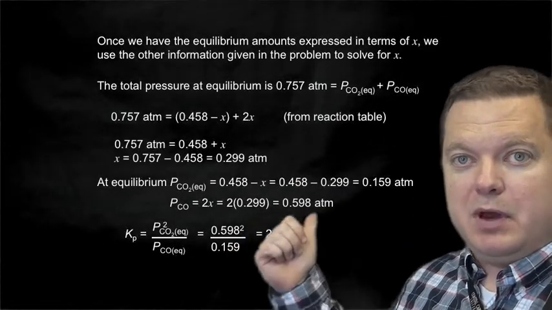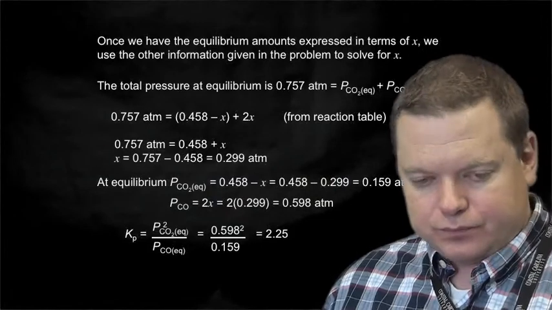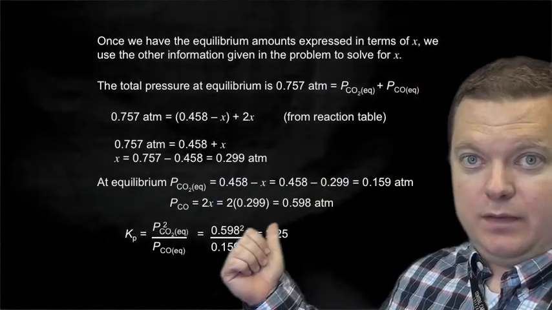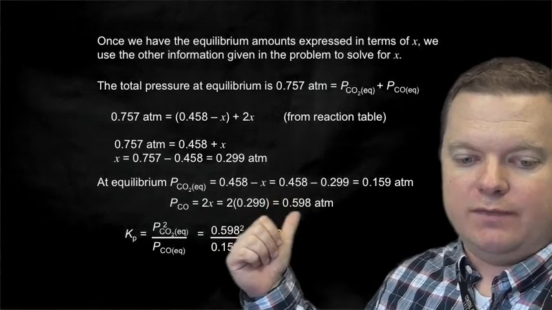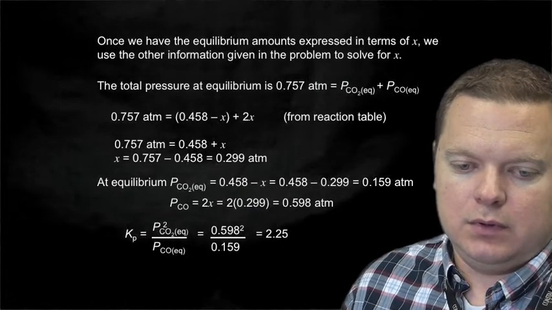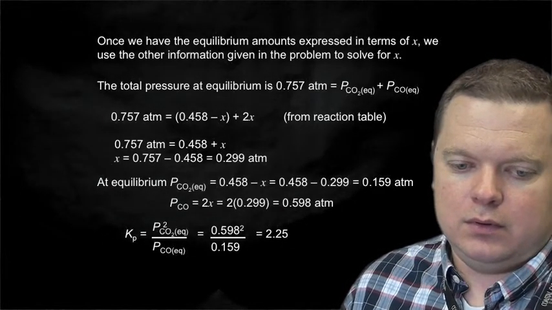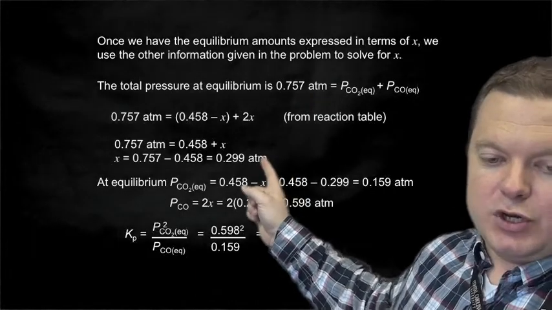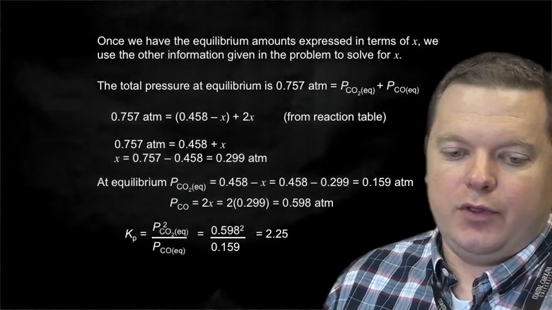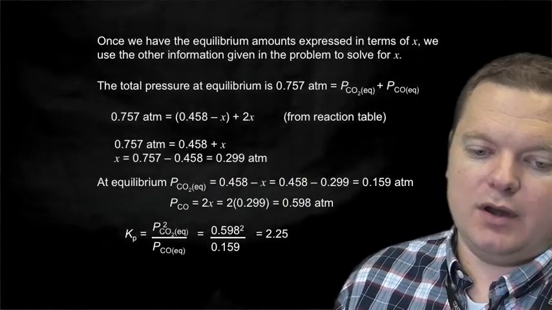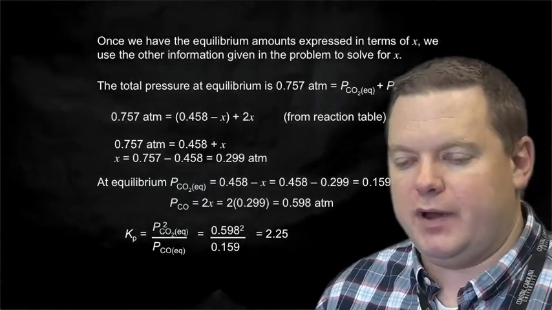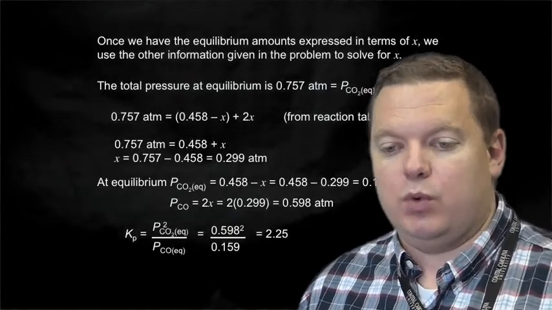So now that we have the equilibrium amounts of those, we can solve for this K value, where we're going to take the pressure of the CO2 squared divided by the pressure of the carbon monoxide. So that's upside down. The pressure of the carbon monoxide squared divided by the pressure of the carbon dioxide. So 0.598 squared divided by 0.159 gives us a Kp value of 2.5. Right? So that's one thing.